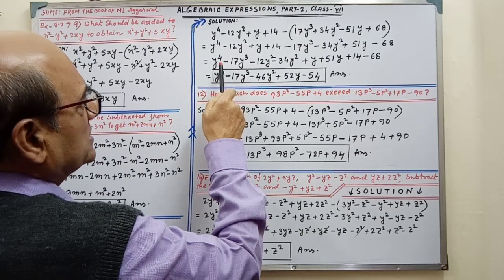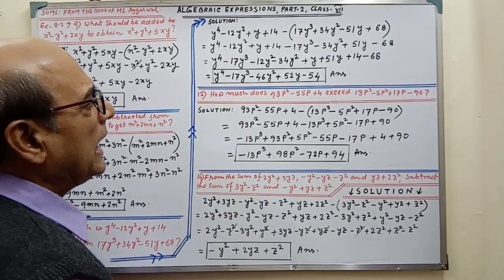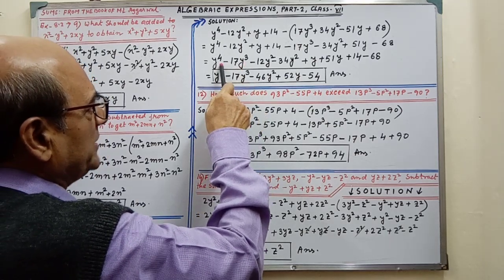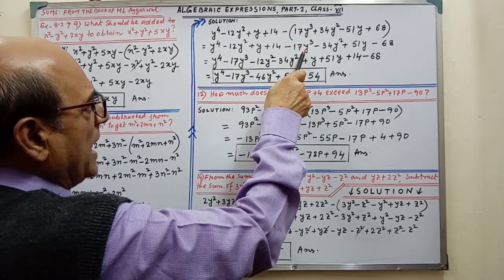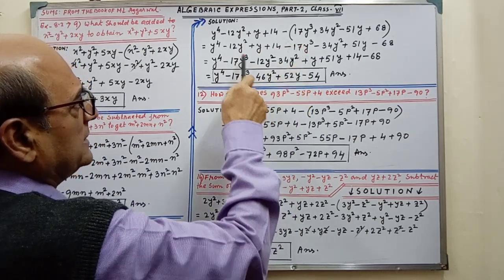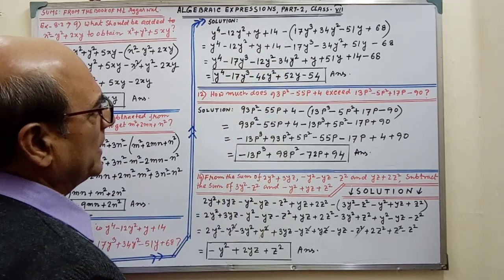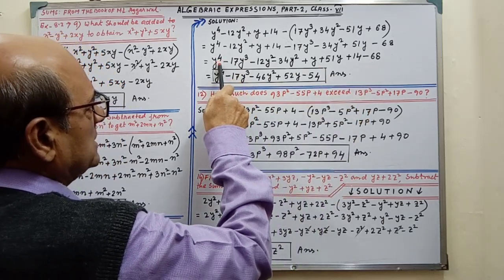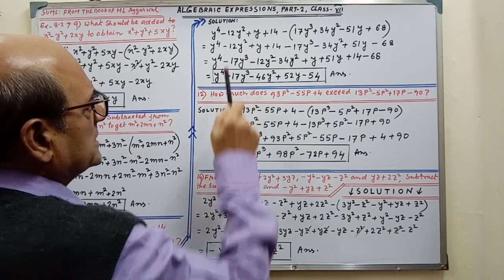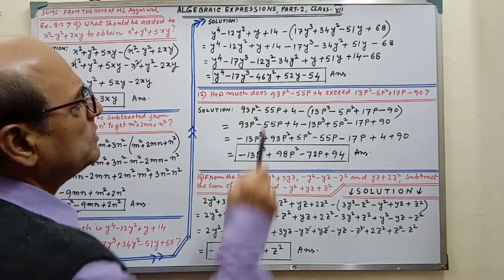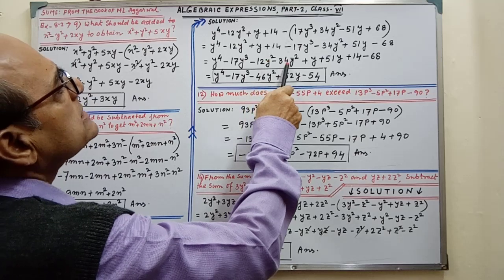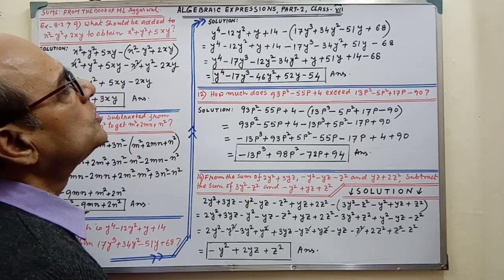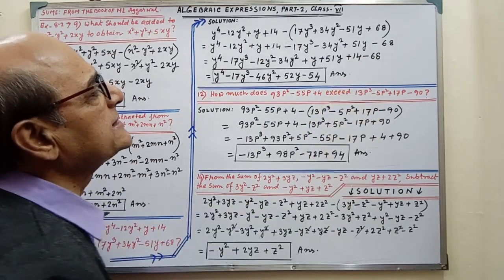Then, like terms, that is y to the power 4. According to power, we are arranging. After y to the power 4, we have to take 17y cube, then square, then y, then the numerical number. In this way, arranging, we are getting this. Then we have to subtract. This is y to the power 4 and this is 17y cube, and minus 12y square minus 34y square, that is minus 46y square, minus y plus 51y, that is 50y, and 14 minus 68.